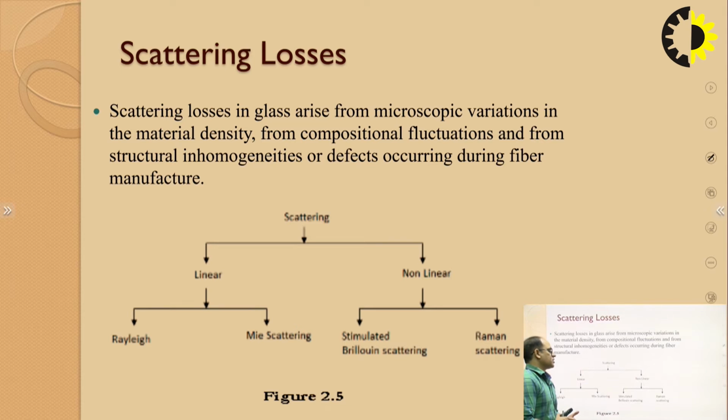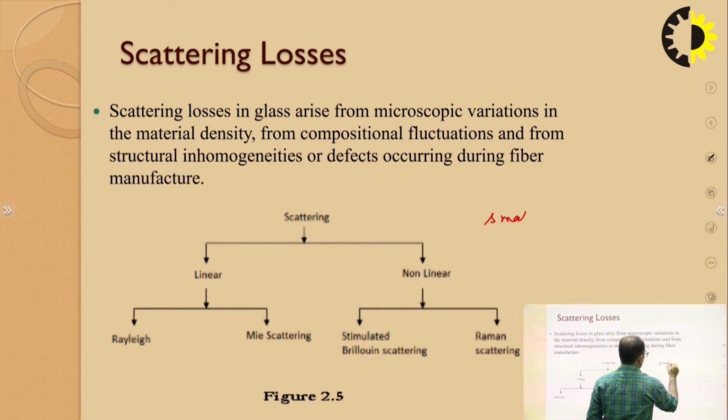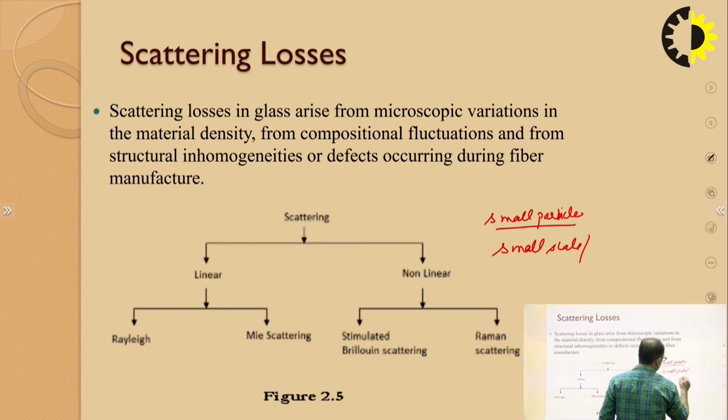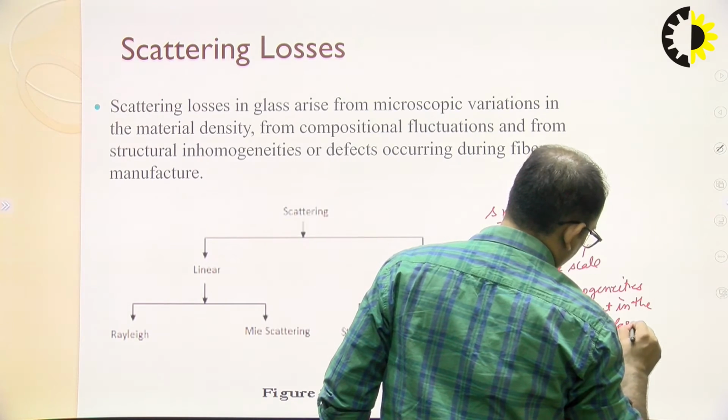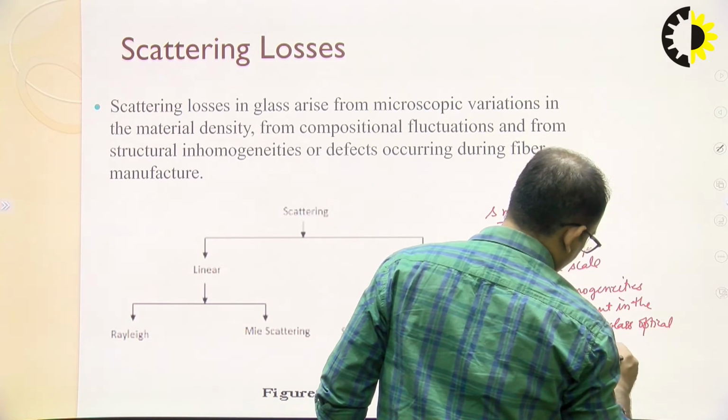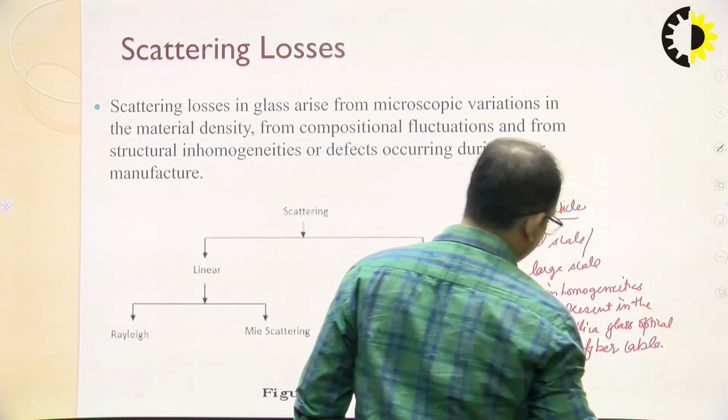So the next factor which is responsible for the attenuation in the optical fiber cable is the scattering loss, and this scattering loss generally arises due to the impurities or small particles present inside the optical fiber cable, or you can say small scale or large scale inhomogeneity present in the silica glass optical fiber cable. Clear?